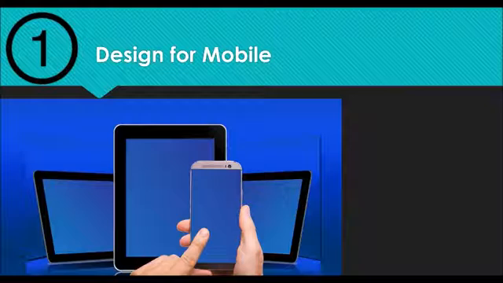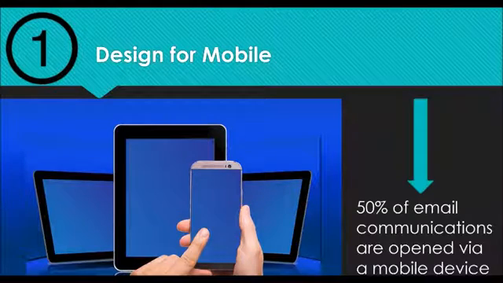And you might wonder why I'm putting this up as a first tip. There are so many things to consider when creating or maintaining an e-newsletter. But this is the first tip because we know now that around 50% of email communications are opened via a mobile device. Now, this figure varies depending on the research you read, but it's fairly close, and it's a growing trend. It depends on the industry you're in.